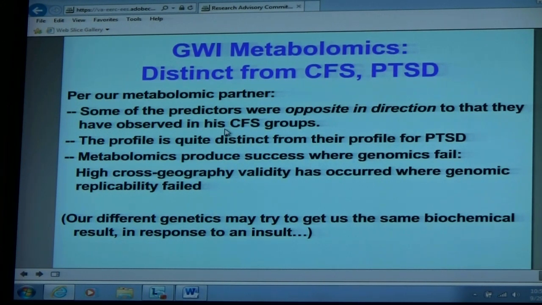He's also observed that metabolomics have often produced success in settings where genomics fail, and he cites an instance, I believe, looking at diabetes, in which high cross-geography validity was achieved with metabolomics, where highly costly efforts to find genomic replicability, even for things that were highly significant predictors at one site, failed to be reproduced at another site. And his perception, and also mine, is that our different genetics may often try to get us to the same biochemical result in response to an insult. Next slide.